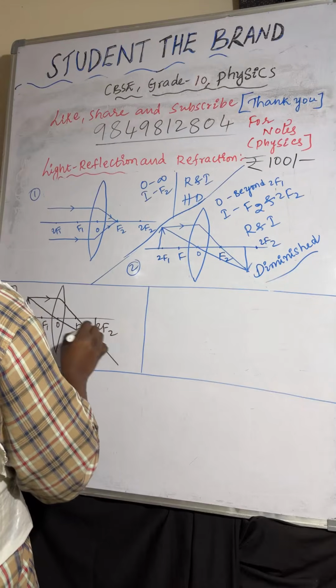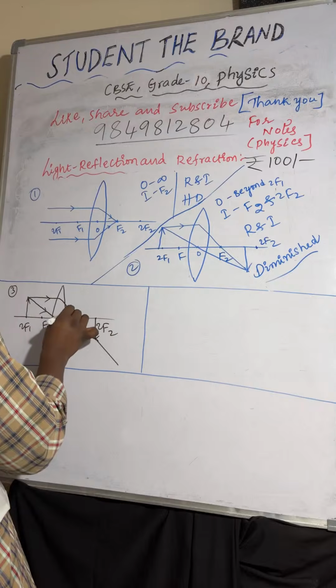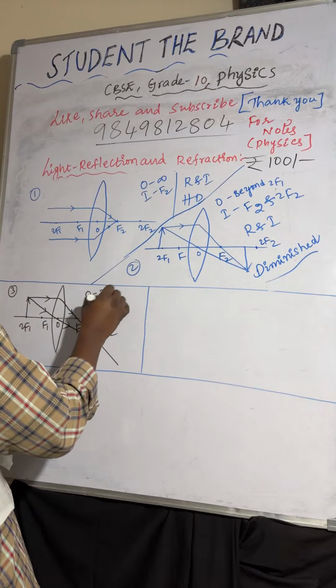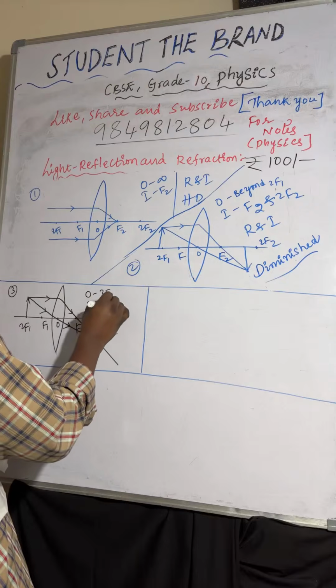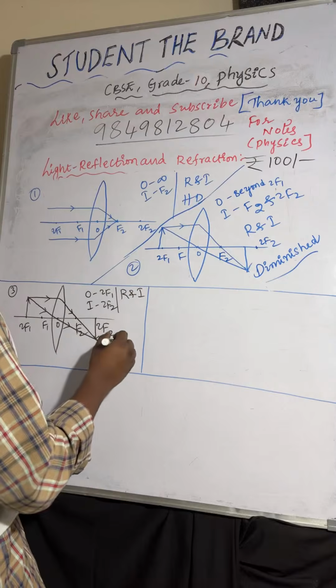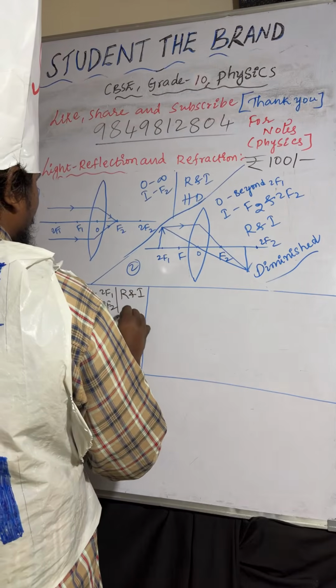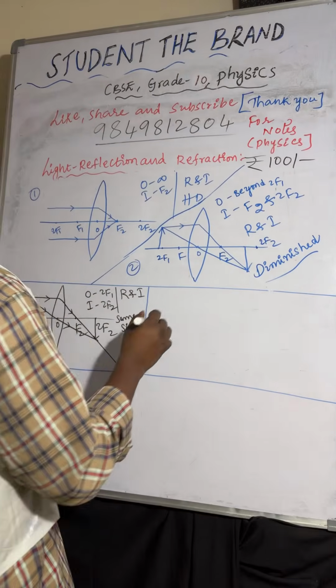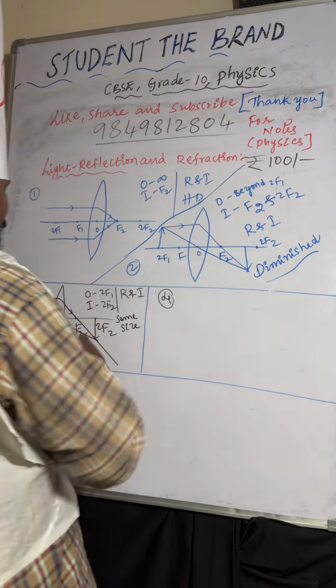Object is placed at 2F1, image also will form at 2F2. Nature of the image is real and inverted, and size of the image is same size. Okay, coming to the fourth one.